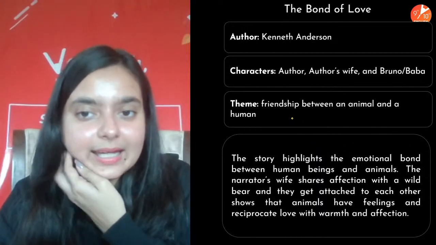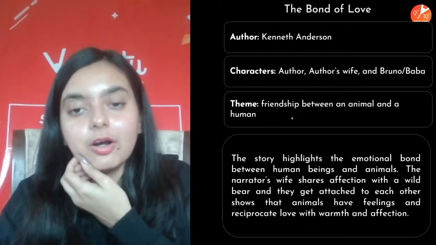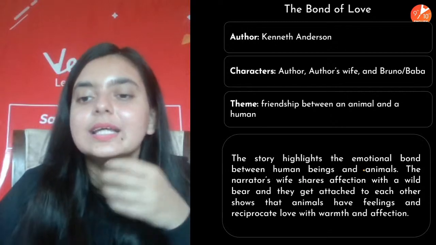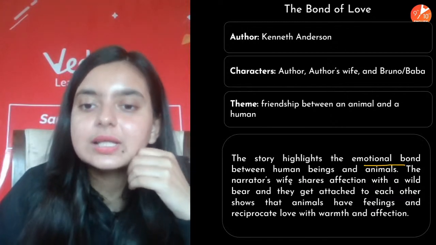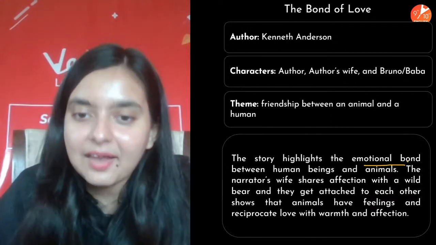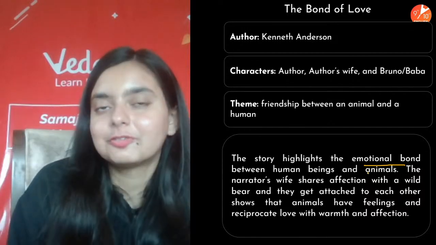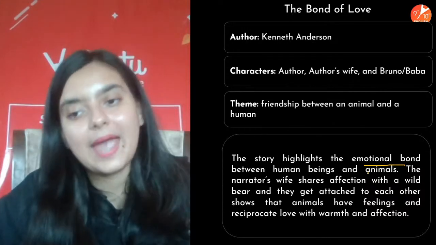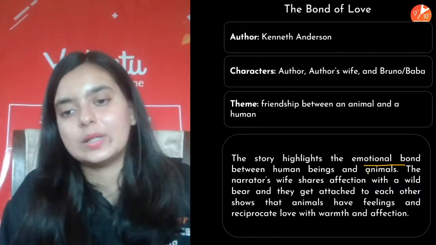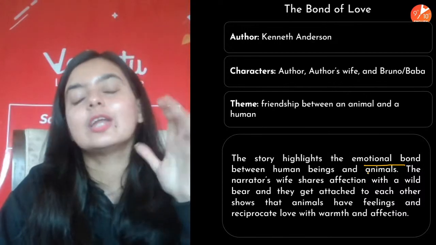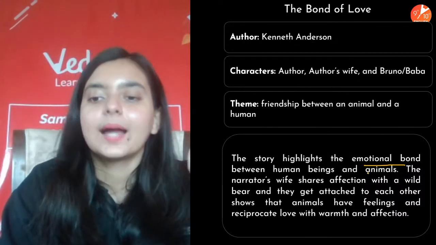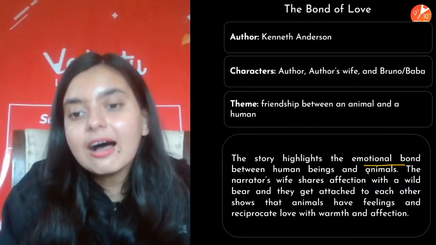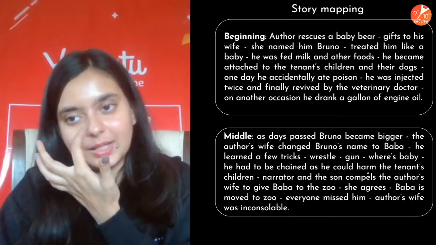So this story is definitely talking about the bond of love between an animal and a human, right? So this highlights the emotional bond between human beings and animals. The narrator's wife shares an affectionate bond with a wild bear, and they get so attached to each other that they cannot live without each other. They have feelings and they reciprocate love with warmth and affection.